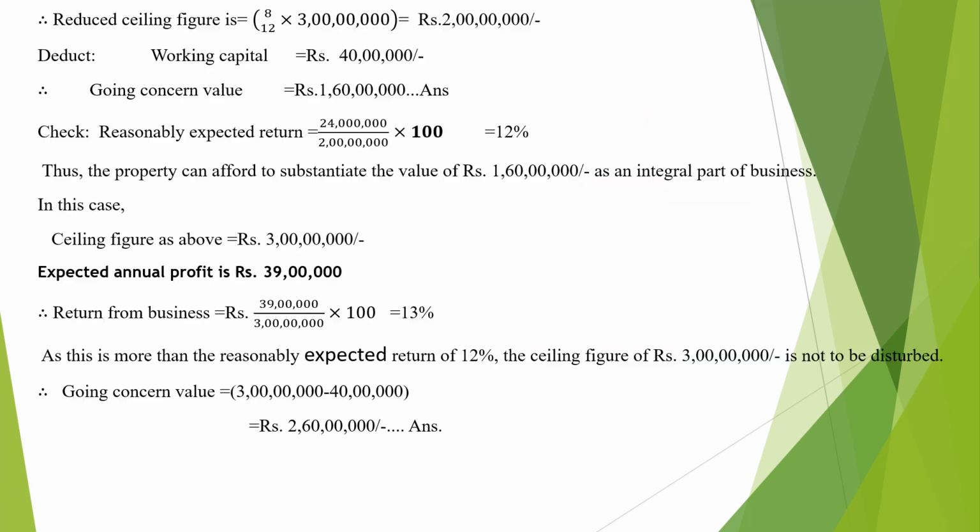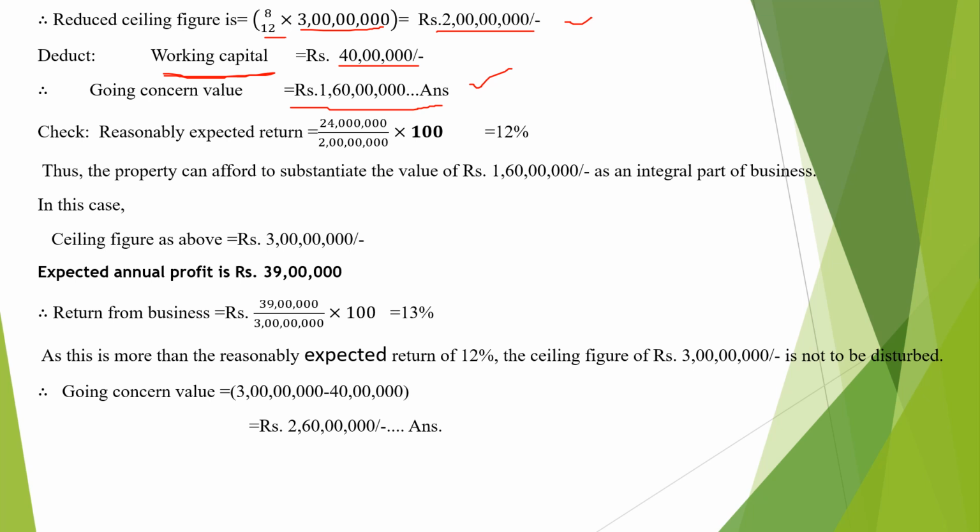So see here, the reduced ceiling value will be 2 crore instead of 3 crore. Now out of this 2 crore, the working capital remains 40 lakh. It cannot be reduced. So the working capital is 40 lakh. It means the going concern value will be 1 crore 60 lakh.